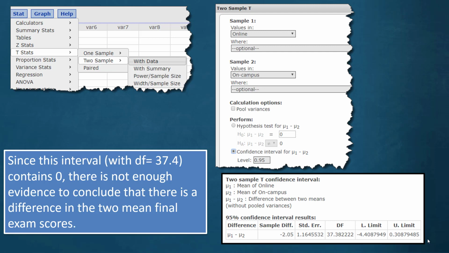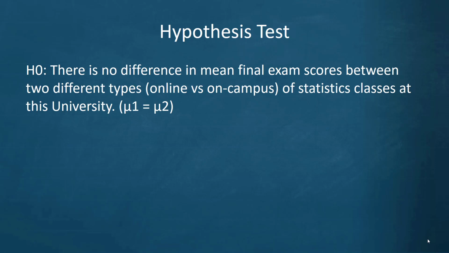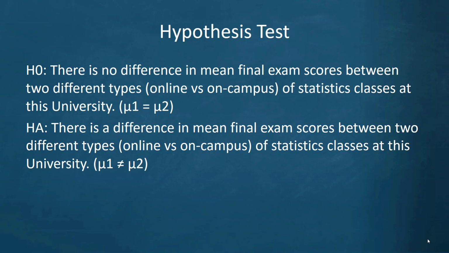Let's see if this is verified by running the hypothesis test. So again, H0, there is no difference in mean final exam scores between the two different types. Mu1 equals mu2, and HA, there is a difference in mean final exam scores between the two types. So mu1 is not equal to mu2, a two-tailed test. And we're going to use 0.05 level of significance.